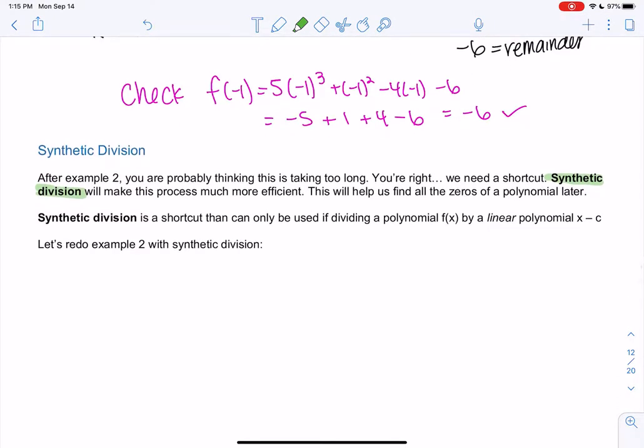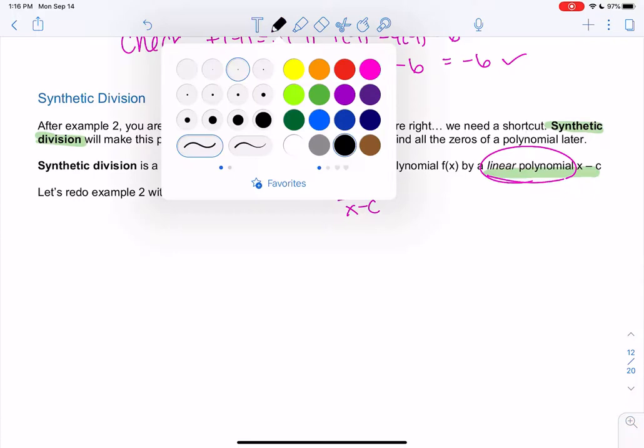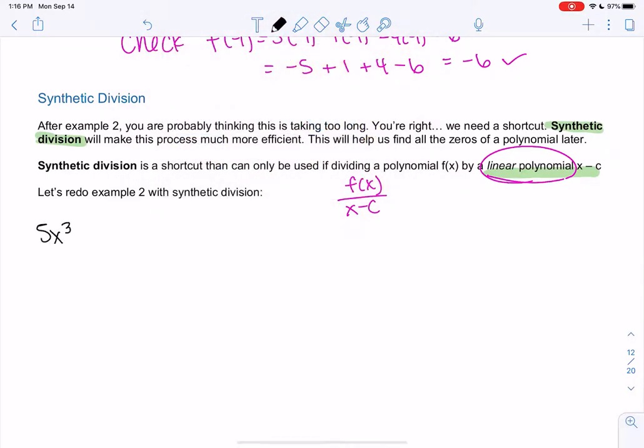There's really only one way to do it, which is just to go for it and see if it makes sense. Synthetic division only works when we're dividing by linear. So it has to be f of x over x minus c. Otherwise, if it's x squared or x cubed or anything else, you have to use long division. So synthetic is only for linear. Let's check out how it works. We were doing 5x cubed plus x squared minus 4x minus 6 all over x plus 1.